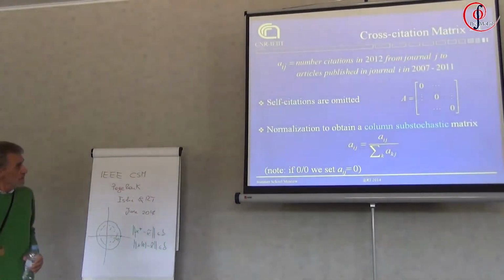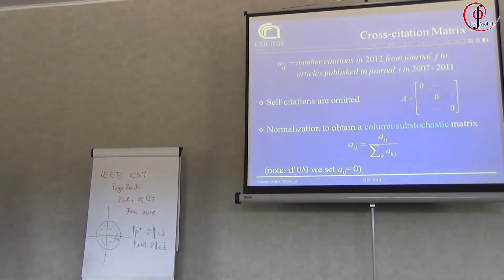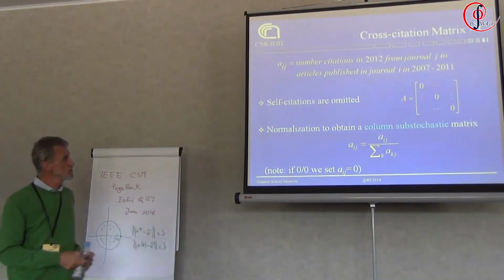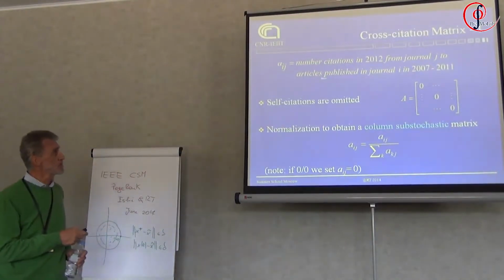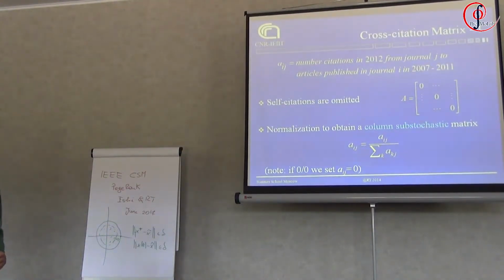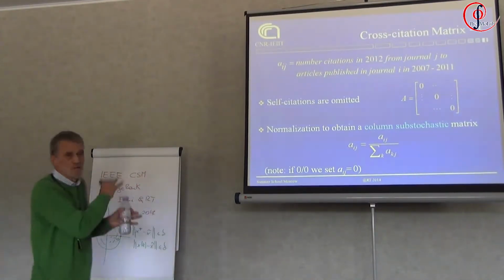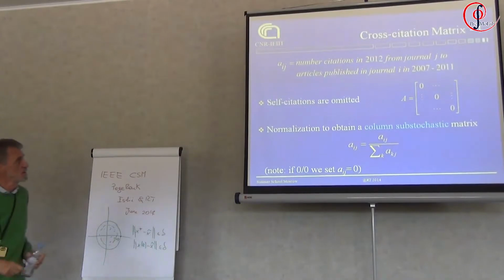Okay, so the first thing you have to build up is the so-called cross-citation matrix. This cross-citation matrix has entries Aij, which are the number of citations in 2012 from Journal J to articles published in Journal I in the previous 5 years. So in this case, we have a window period of 5 years. But this is something that we can also do with the infrastructure.